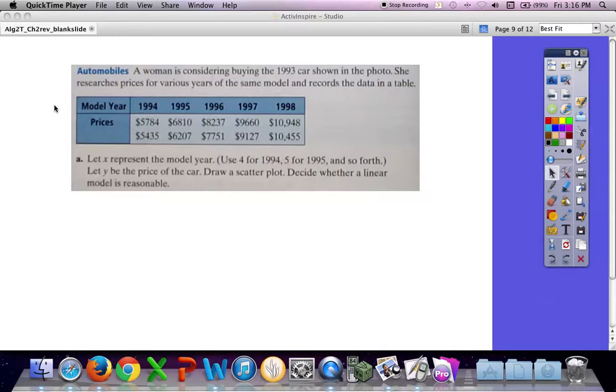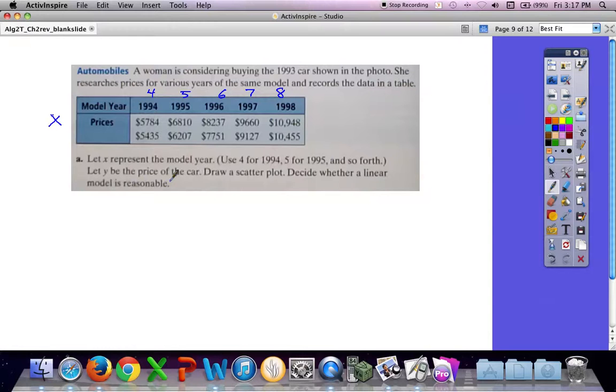And what we need to understand is that normally in problems like this, we don't actually use the year. Instead, they tell us here, don't use 1994, use 4. Use 5 instead of 1995. So we want to write up here, the points we're going to use when we graph are 4, 5, 6, 7, and 8.